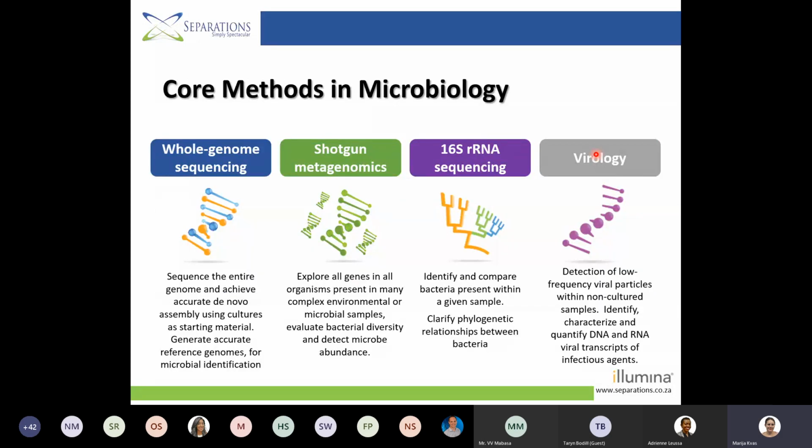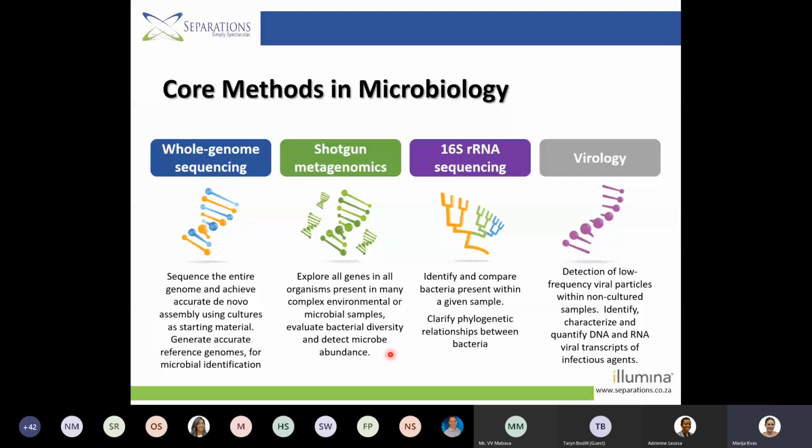When it comes to core methods in microbiology, I would like to mention whole genome sequencing. This can obviously be either de novo from culture, or it can be just a sequencing where you're looking at the variant calling, or you're looking at the different genes, maybe resistance genes.